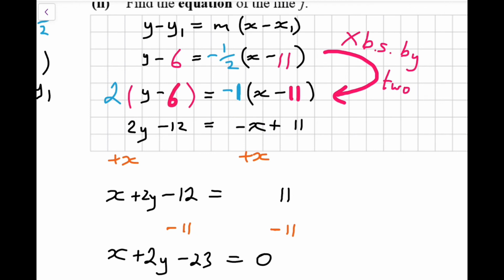Okay. Now if we go multiplying those, 2 by y, 2y, and 2 by the minus 6 is giving us that minus 12 there. Okay. On the right hand side, similarly, minus 1 by x, giving us that minus x there, and we get the plus 11 from minus 1 by minus 11, giving us that plus 11. So that's our multiplication done.